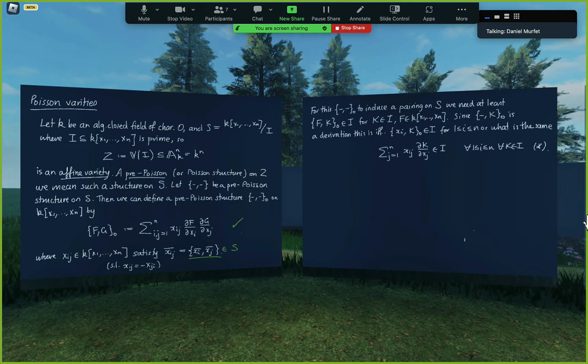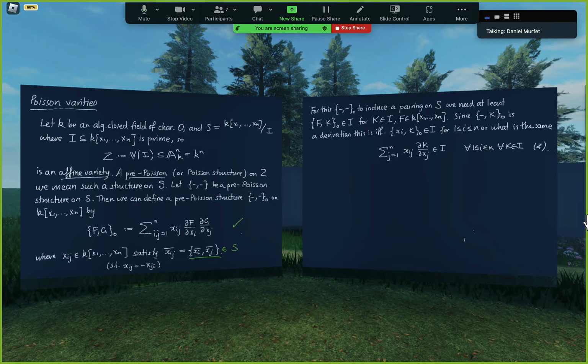I'm going to call this star. So that's a condition we'd need on, remember, the pairing on the polynomial ring is determined by this antisymmetric matrix of xij. So what I'm looking for is a condition on this matrix which ensures that this pairing passes to the quotient. As soon as it passes to the quotient, it's kind of going to be automatic that it agrees with my original pre-Poisson structure. Right? So what condition on the xij's do I have to have?